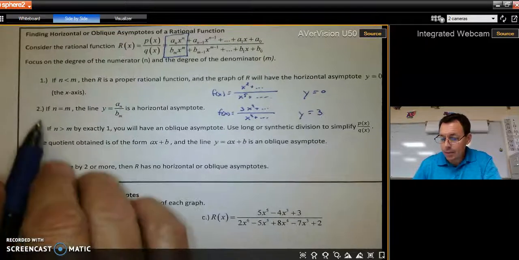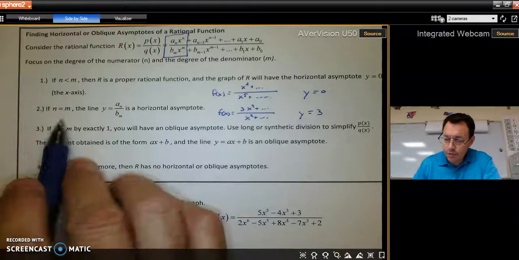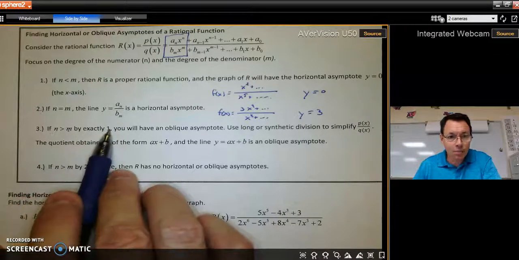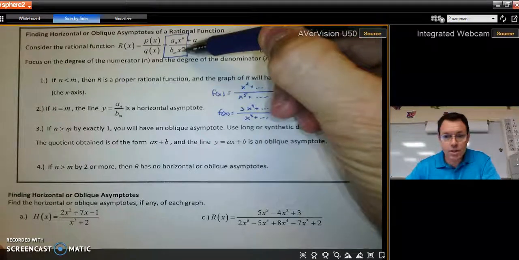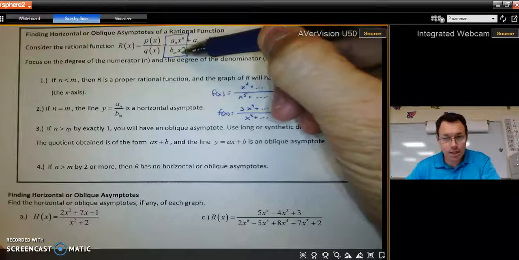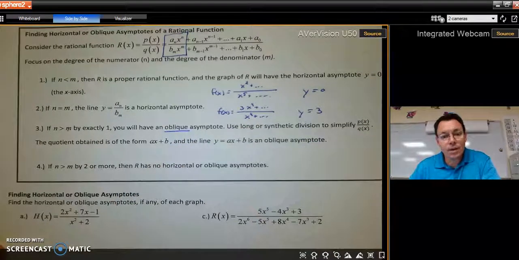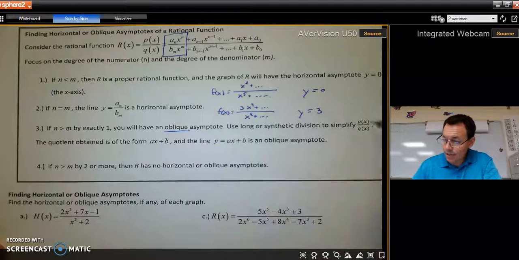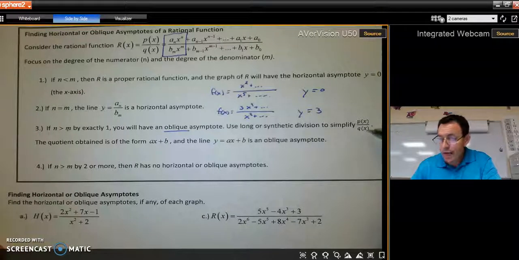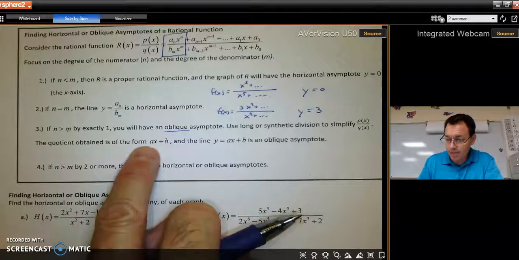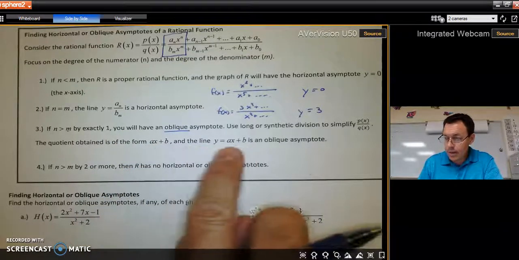Now, I'm going to jump down. Number 3 and 4 have to do with what happens if n is bigger than m. If n is bigger than m by exactly 1, so if this is an x to the 4th and this is an x cubed, or if this is an x cubed and this is an x squared, so it's got to be bigger by exactly 1, then that's when you're going to have an oblique asymptote. And what we're going to have to do is division. We're going to literally take the top and divide it by the bottom, which we can do because the top's bigger than the bottom. That's the whole point of this. We're going to take the top, divide it by the bottom, and then our answer is going to be something that looks like this: something x to the 1st power plus some number, and that's going to be our line.